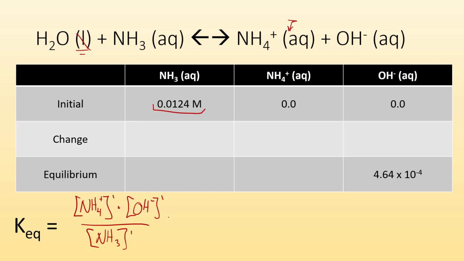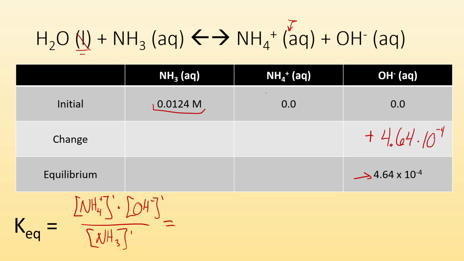And now we've got to figure out, well, what are those values at equilibrium? Well, I know the concentration of one of them. Maybe I have a pH probe and I was able to measure the OH minus concentration. Well, how did I go from 0 to 4.64 times 10 to the minus 4? Well, in order for that to have happened, I had to have created 4.64 times 10 to the minus 4 hydroxide ions, right?